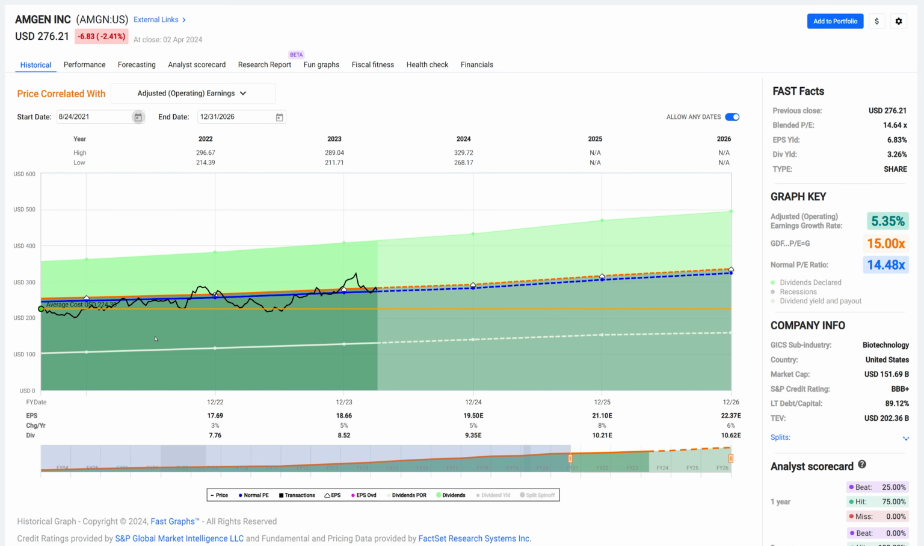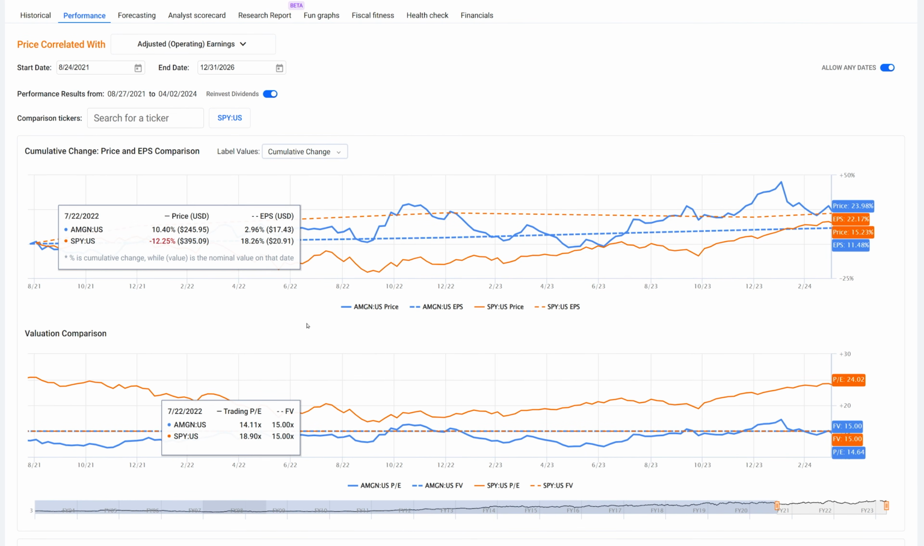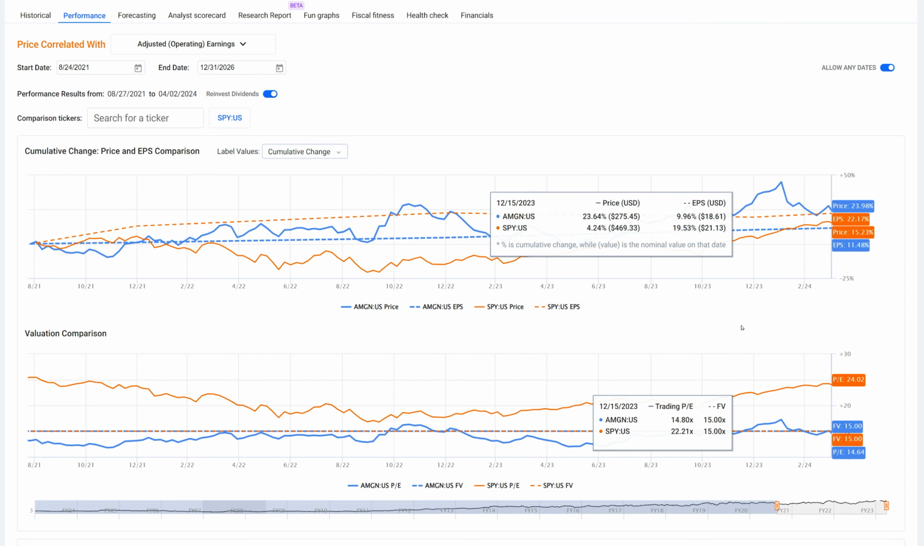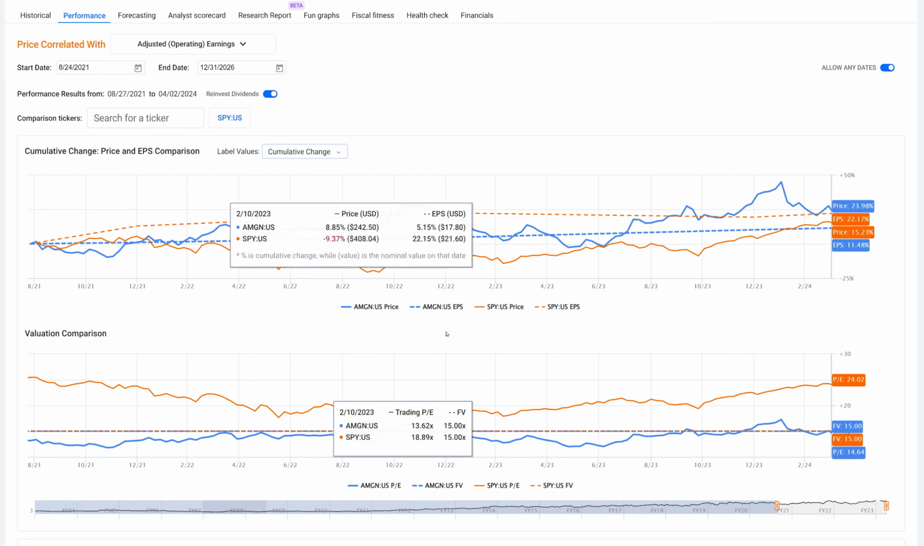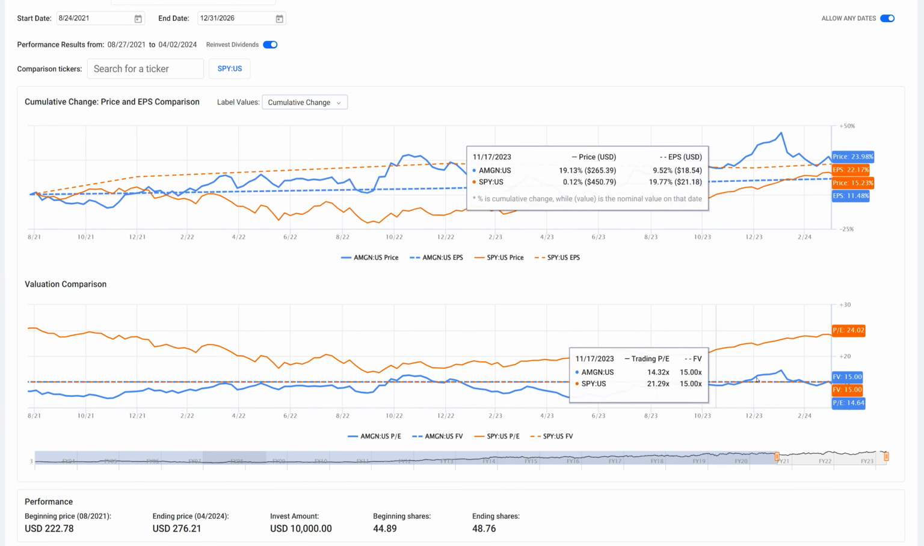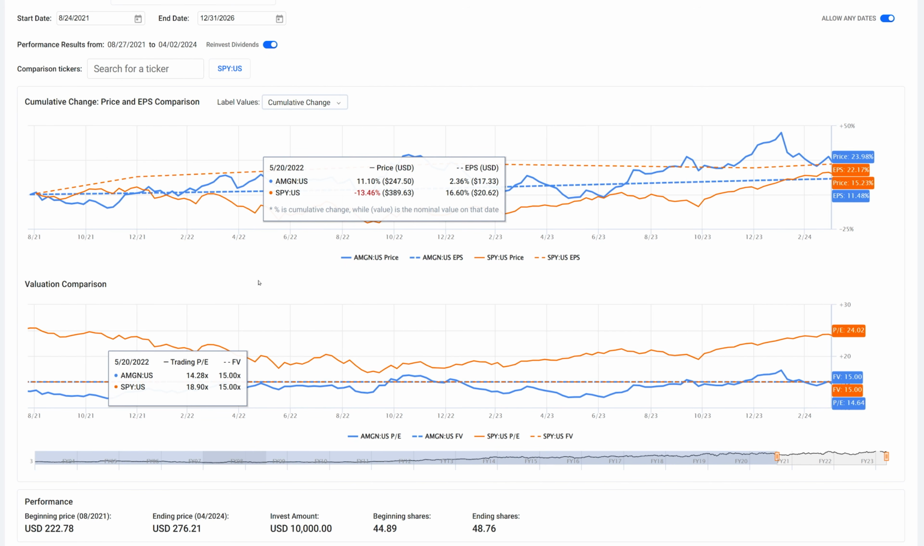presented and built. So now when I go into the performance report, starting with Amgen, we're going to evaluate it next to the S&P 500 or the SPY ETF. And as you can see, Amgen has outperformed it on price appreciation, and on valuation, it had significantly better valuation the whole time, because valuation matters, and it matters a lot.